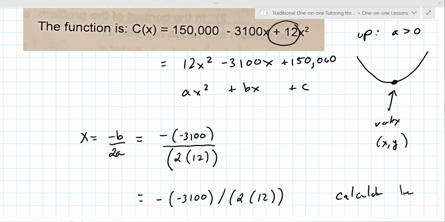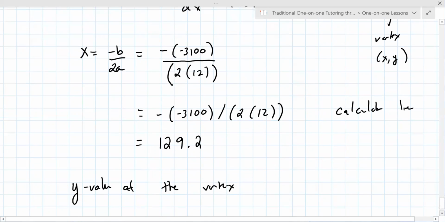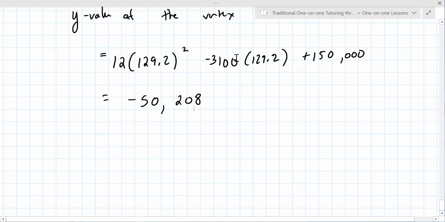I get minus 50,208. Maybe check. I got that number twice. Oh, okay. Probably something small. Maybe missing a zero or not squaring or something. That's okay. The key here is being able to reproduce these calculations on a quiz or a test. So let's look at another function here. It's another cost function.